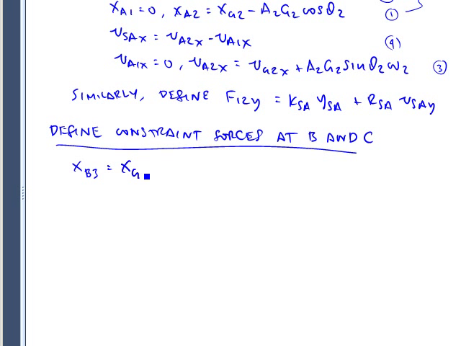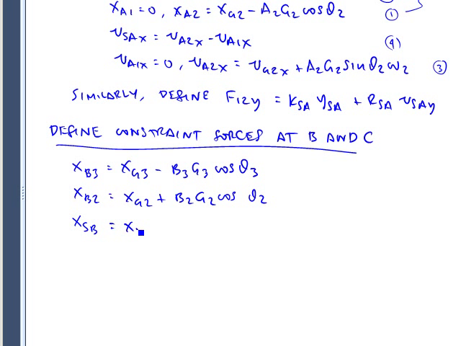xb3, that's going to be xg3 minus b3g3 cos theta 3. So I go over to point G3 and I come back along link 3 and I get to point B3. xb2, that's, I go over to point G2 and I continue on link 2 a distance B2G2 cos theta 2. Alright, and now I can define the deflection of the spring at B. It's going to be xb3 minus xb2.